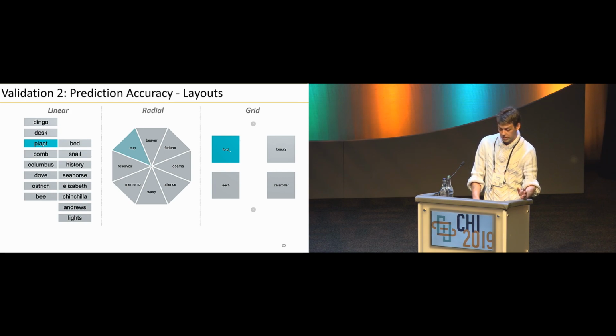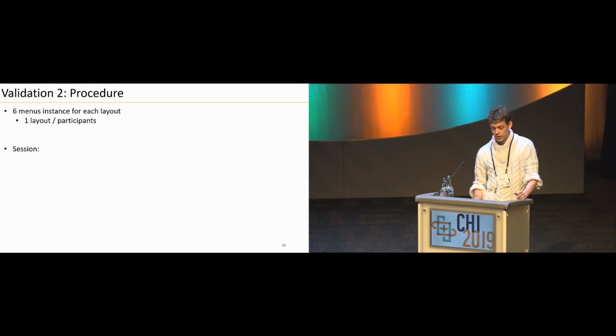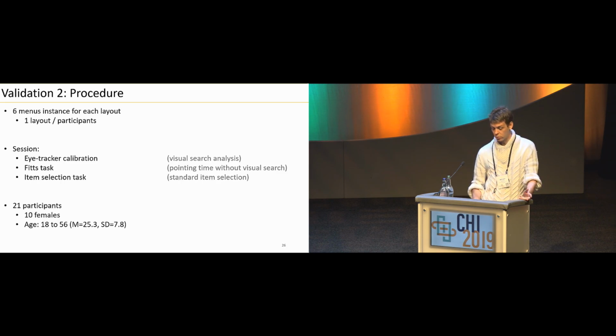So for that, we considered 3 common layouts: linear, radial, and grid. And we had 6 menu instances per layout. During a session, we started with the calibration of an eye tracker to analyze the visual search. Participants then performed a fixed task to get the pointing time without the visual search, and then the item selection task. We had 21 participants, 7 per layout.